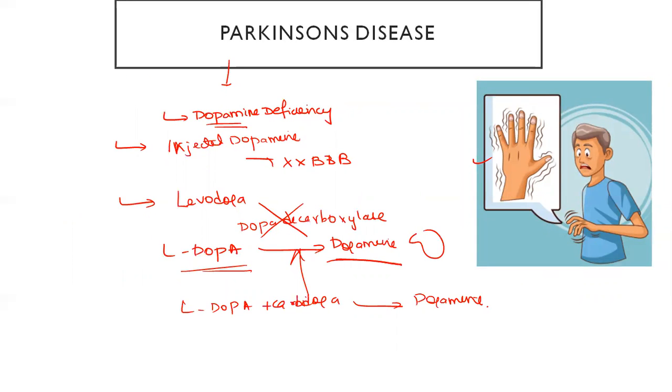Parkinson's disease mainly happens because of a deficiency of dopamine in the brain, and injected dopamine does not cross the blood-brain barrier. Therefore, levodopa can be used, which is a precursor of dopamine. But what happens with levodopa is that it is converted into dopamine before it reaches the brain because of dopa decarboxylase. So this enzyme needs to be inhibited. Therefore, L-dopa is given along with carbidopa, which makes sure that the dopamine is reaching the brain. So that is all about CNS drugs.